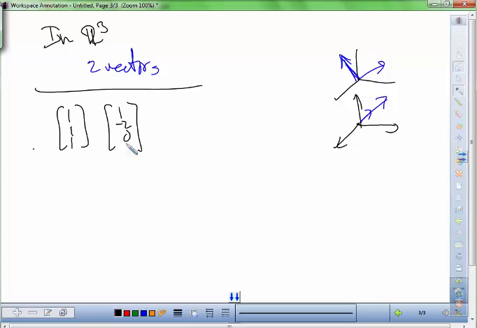So whatever I want. So I have 2 vectors. These things span a plane. Now if I add a third vector, let me see. What if I add 2, comma, negative 1, comma 1? Then am I going to span the whole space?